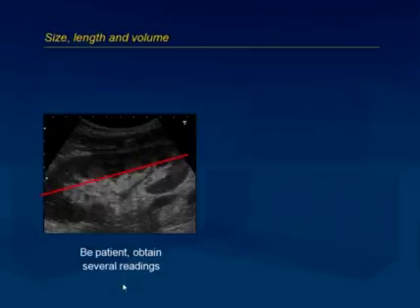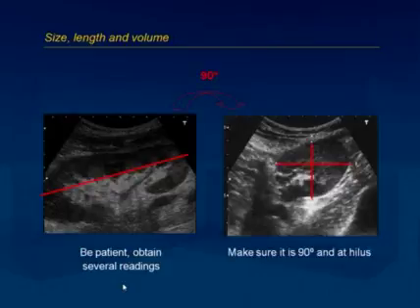How to measure the renal volume? First, obviously, we need to measure the length of the transplant. That needs a bit of patience. We need to obtain several readings until we are convinced we've actually found the longest length of the transplant. To measure B and C, we need to apply the 90 degrees trick.